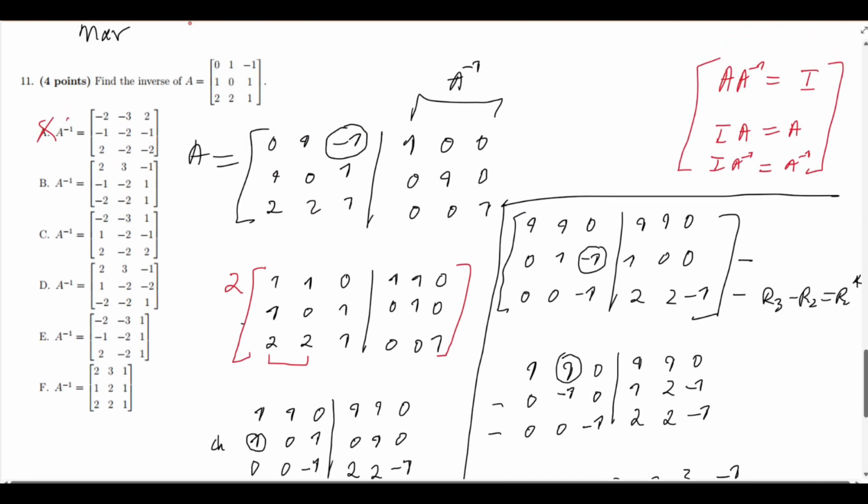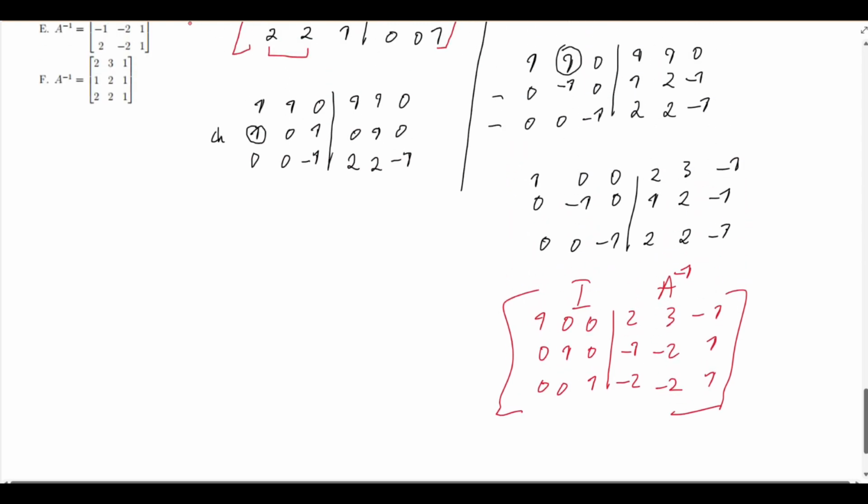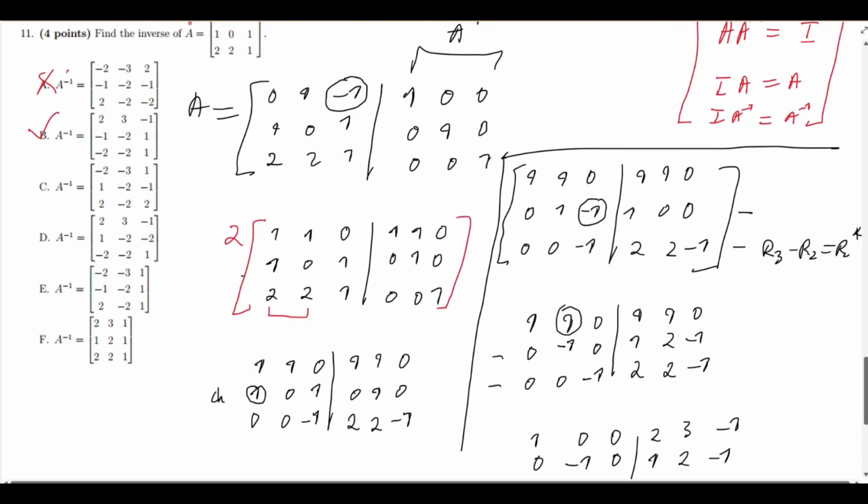And the last one: negative 2, negative 2, 1. Negative 2, negative 2, 1. So that is our inverse. So this is our inverse, and every other option is going to be wrong.